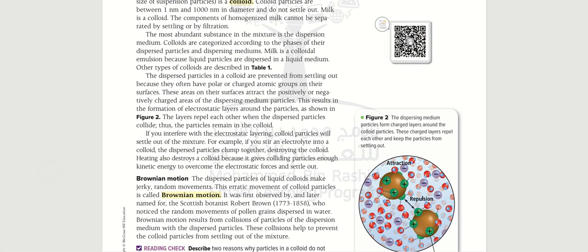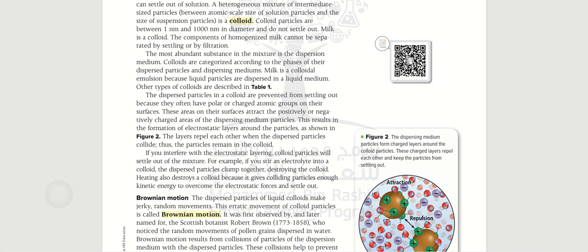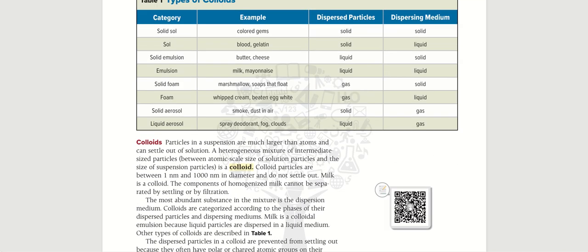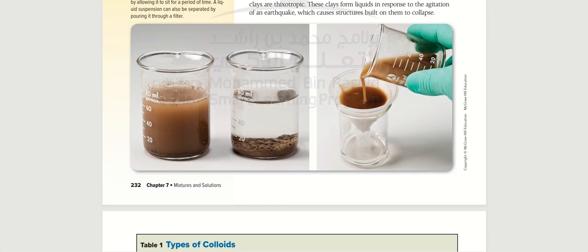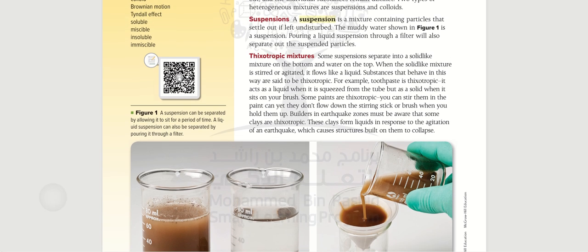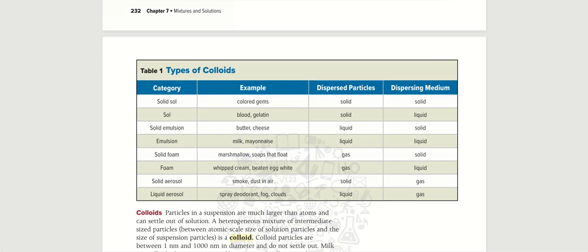So two reasons: electrostatic layer and Brownian motion. There is a keyword called thixotropic. Thixotropic means it is solid, but by squeezing it, it changes to liquid, and you will see it in toothpaste.